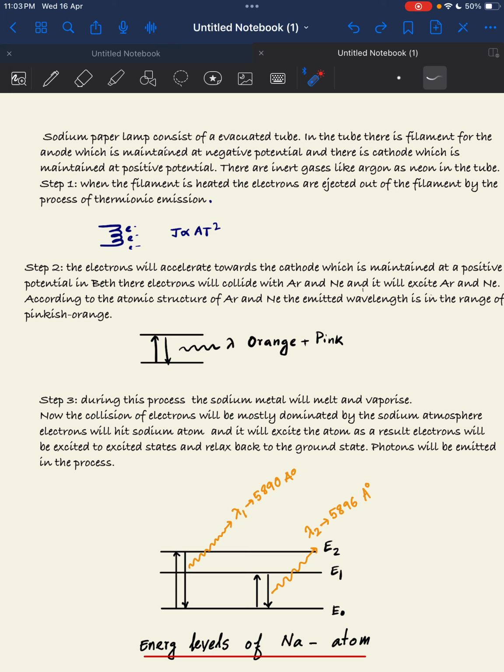So with this feeling, we can differentiate between a normal yellow light and a sodium vapor lamp. As soon as you turn on a sodium vapor lamp, there will be a pinkish orange color, and slowly it will take some time to become yellow.